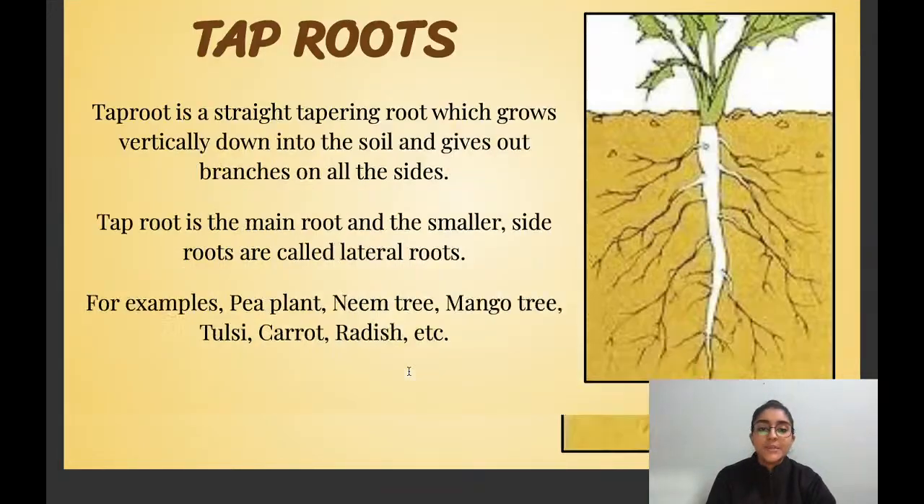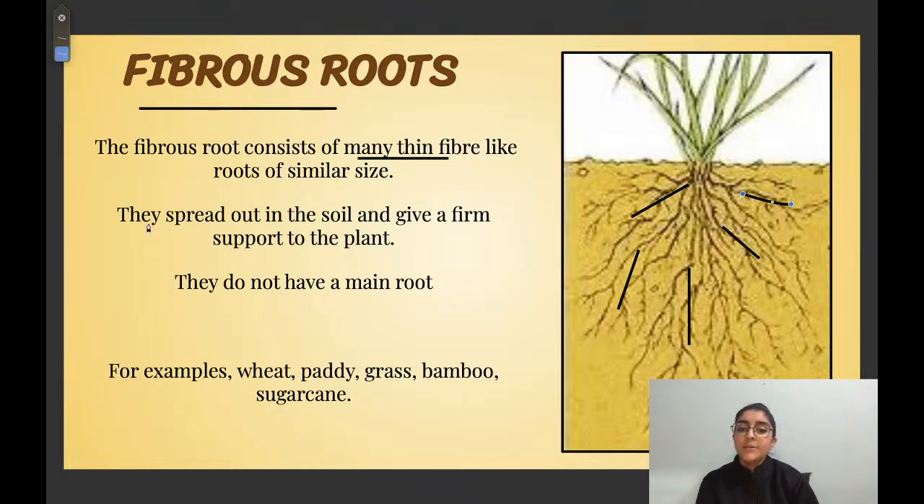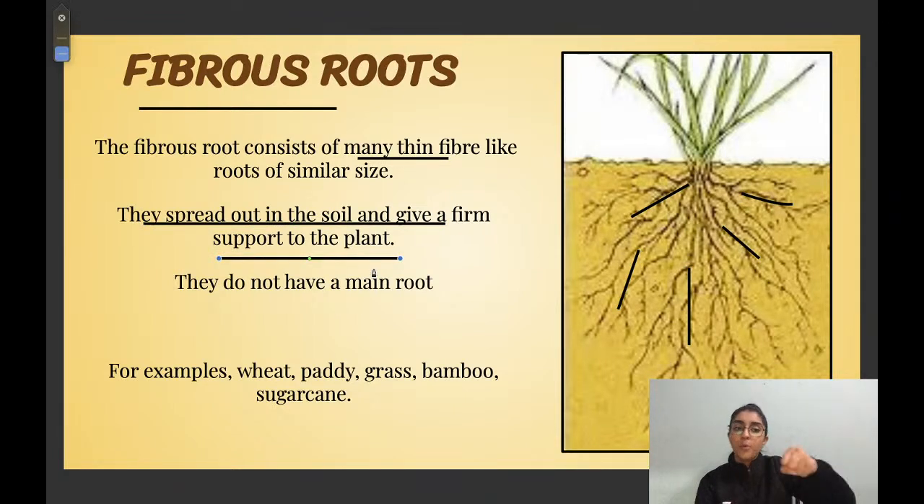Great guys, great. Then you have fibrous roots. Fibrous roots consist of many thin fibers, as you can see over here. They spread out in the soil and give firm support to the plant, so it holds the soil very firmly. They do not have a main root, and plants like weed, paddy, grass, bamboo have them.